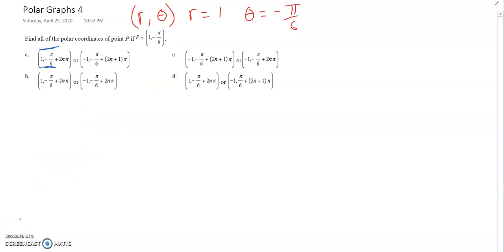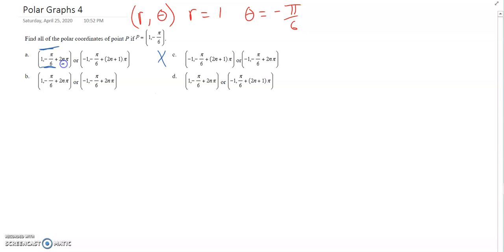So any of them that say that are a possibility for some answers. So it looks like A, B, and D all make sense on that one. So I don't think C is going to be it. We're crossing that out, but A, B, and D all have those answers on there.